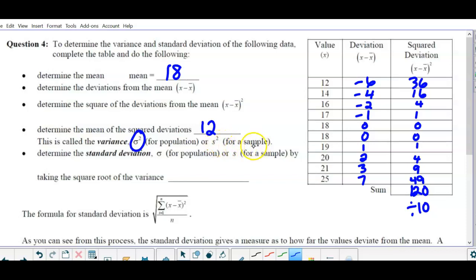S squared is for a sample. Either one of these, really we end up using this sigma more often, and that's what your calculator has as well. That's what we're going to look at. Standard deviation is the square root of the variance. So this is the variance here. Okay, so this is sigma squared, and so the square root of that is root 12, which is 2 root 3. Often we go to decimals. So what is 2 root 3? 3 point, we'll go to 2 decimal places, 3.46. Okay.